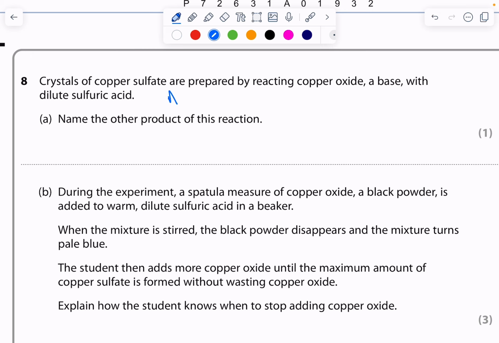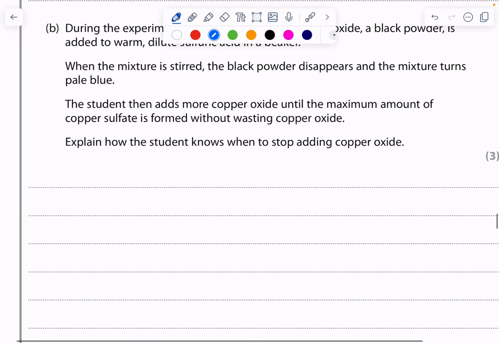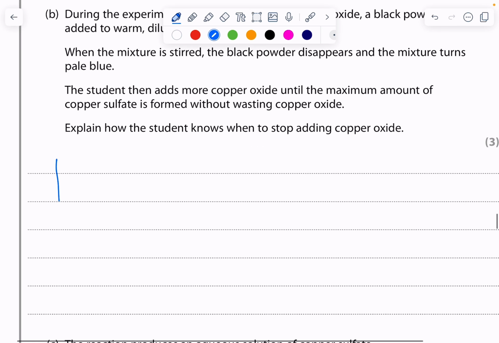So this question here is asking you to remember the neutralization equation. So you've got acid and base makes a salt and water. So the chemical that's missing from the list is the water. During an experiment, so this is making a salt by reacting an insoluble base with this. And if you remember, we've done this as a core practical.